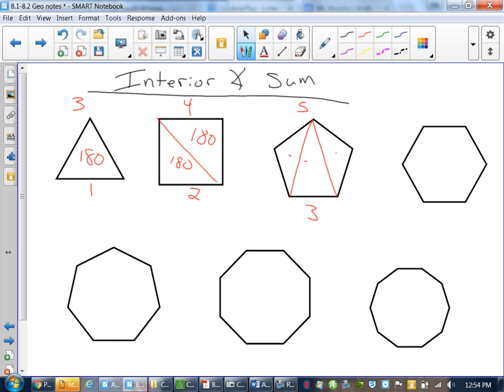That's cool. So if I go to the next one, a hexagon has how many sides? 6. How many non-overlapping triangles do you wager to guess you'll be able to fit in there? 4. 1, 2, 3, 4.